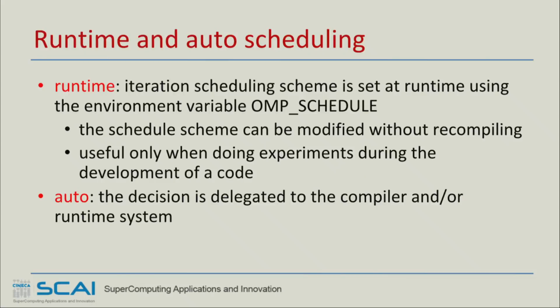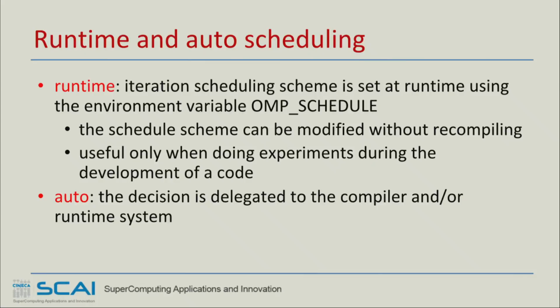You can decide at the runtime what is the kind of scheduling, setting this environment variable. So if you decide that you want to change the kind of scheduling at the runtime, you can rule that with this environment variable. Typically, this is useful when you are developing your code. You want to make some experiment, and you change this, and once you decide what is the best scheduling, you put it in the code.